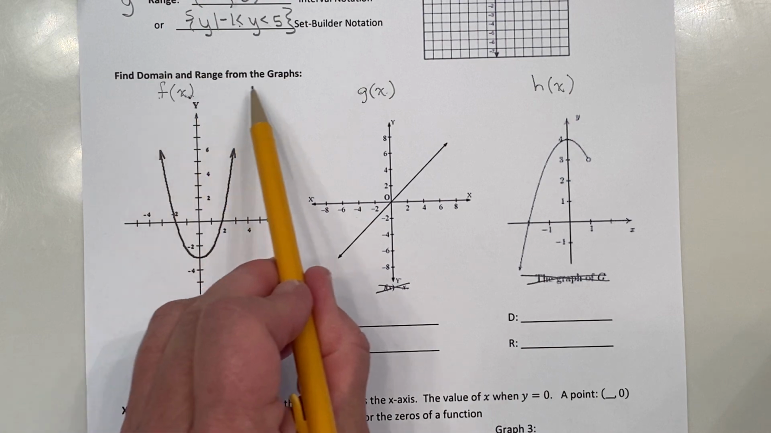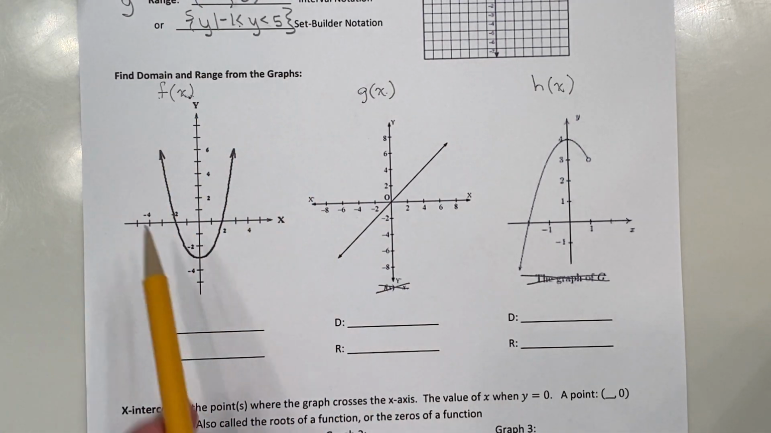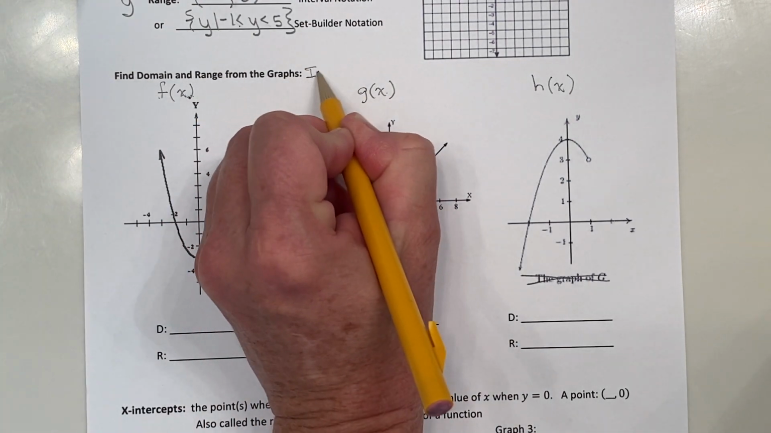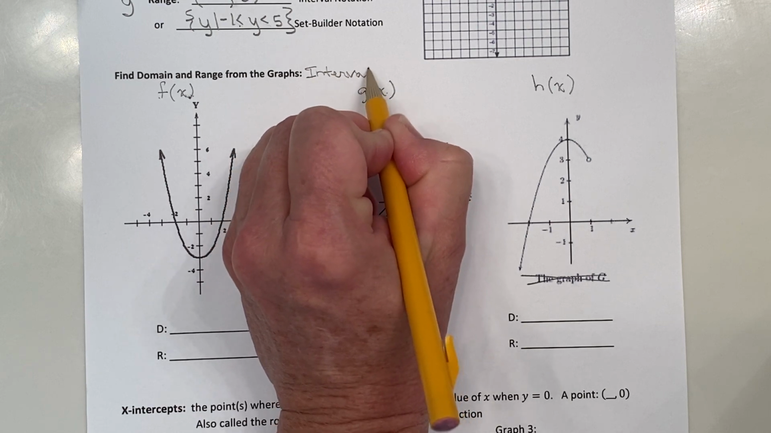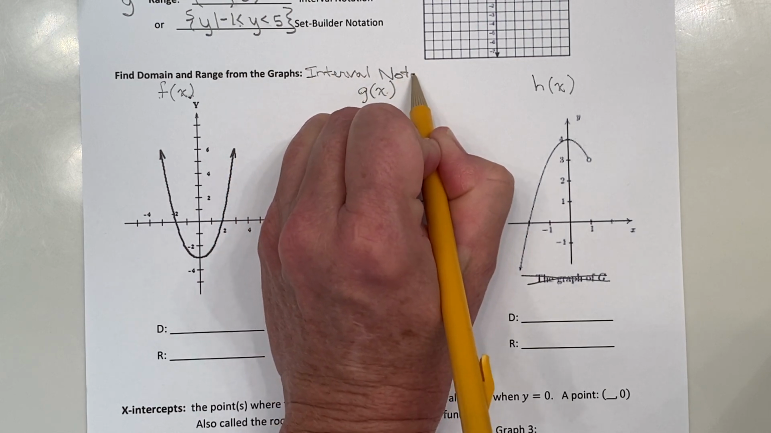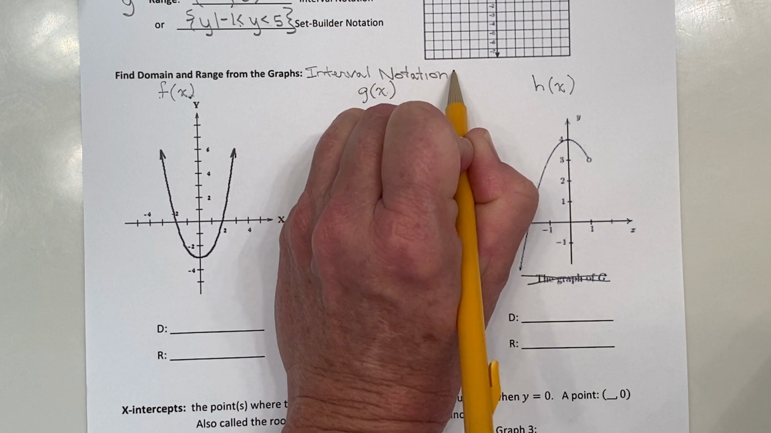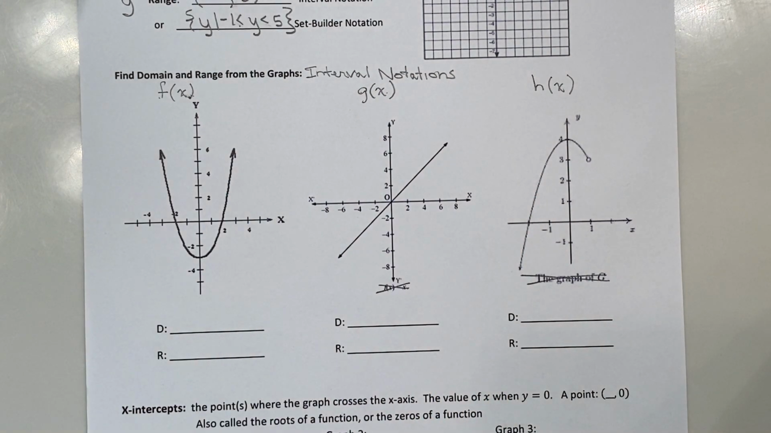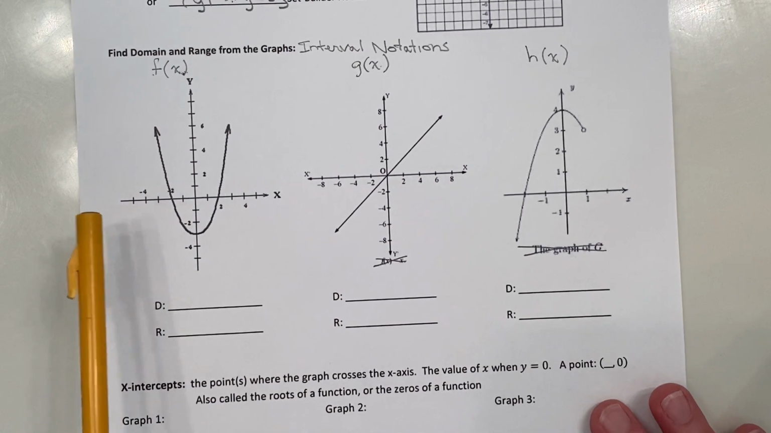All right, let's find the domain and range from the graphs. We're going to use interval notation. In upper level math classes, that's usually the go-to method for reporting a set of values, interval notation.